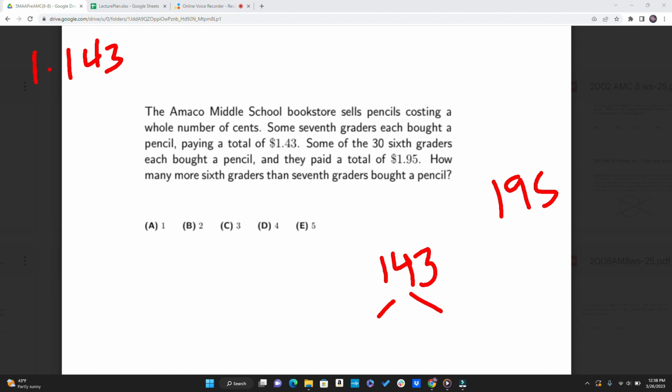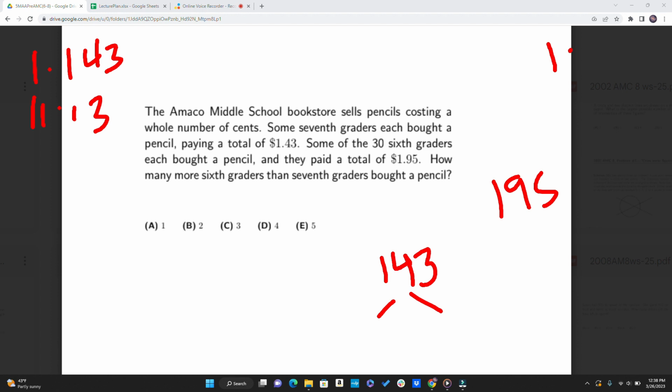Is it divisible by 5? No. Divisible by 7? No. Not 8, not 9, not 10. It is divisible by 11, though. So 11 times what makes 143? That'd be 13. And those are all of the factors, right? So either the pencils cost 1 cent, 143 cents, 11 cents, or 13 cents. Okay, what about 195? What are the factors of 195?